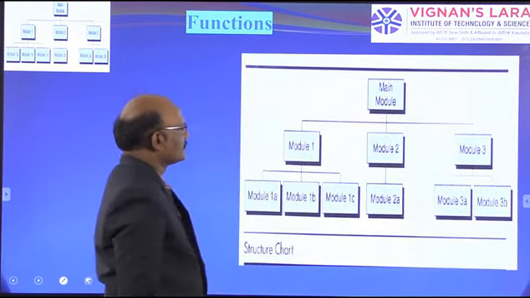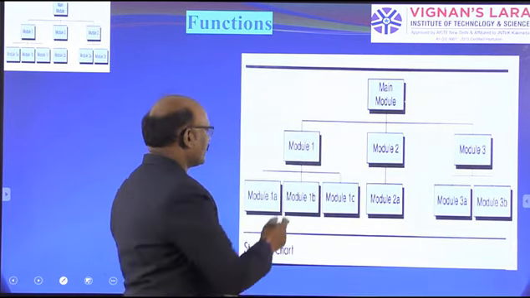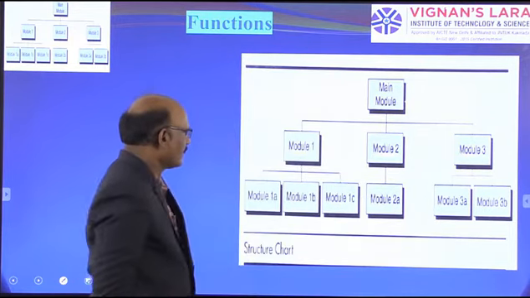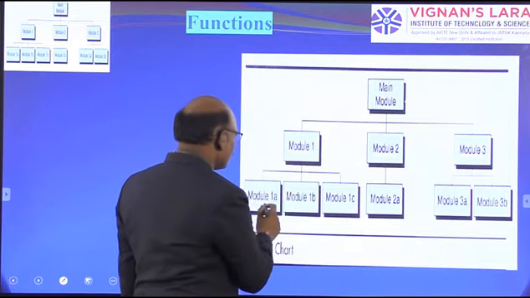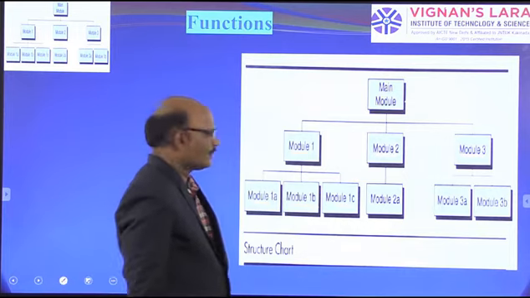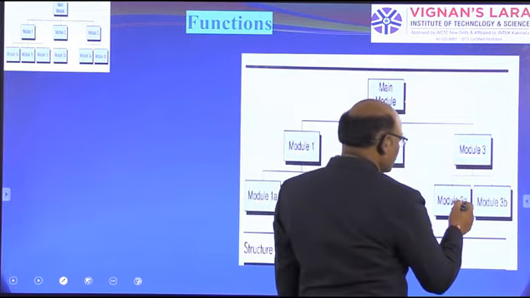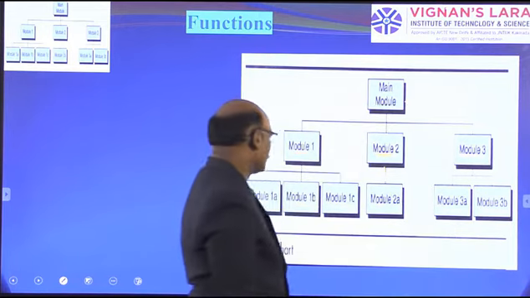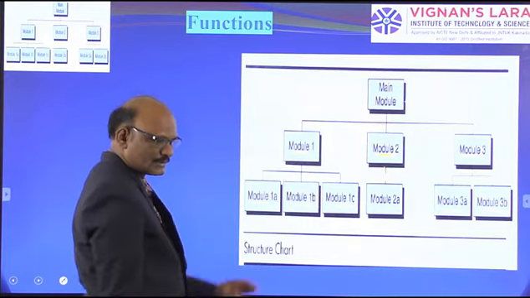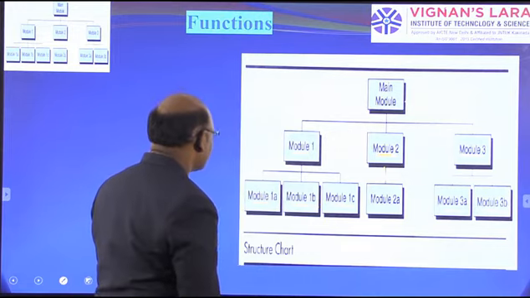Here there is a main module. The main module is broken down into three modules: module 1, module 2, and module 3. Module 1 is decomposed into three modules: module 1A, module 1B, and module 1C. Module 2 is broken down into module 2A. Module 3 is decomposed into module 3A and module 3B. So this is the design of the subprogram structure in C language.